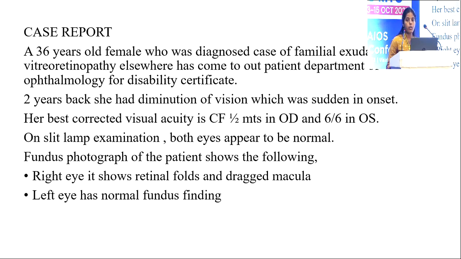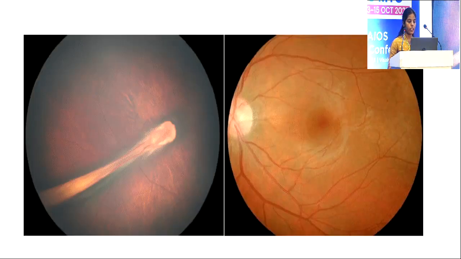A 36-year-old female, a diagnosed case of familial exudative vitreoretinopathy elsewhere, came to the outpatient department of ophthalmology for a disability certificate. Two years back, she had diminution of vision which was sudden in onset. Her best corrected visual acuity in the right eye is counting fingers at half meter, and in the left eye it is 6/6. On slit lamp examination, both eyes appear normal. Fundus photograph shows the following. The right eye shows a retinal fold and dragged macula extending up to the optic disc, with straightening of blood vessels, and the left eye shows normal fundus findings.